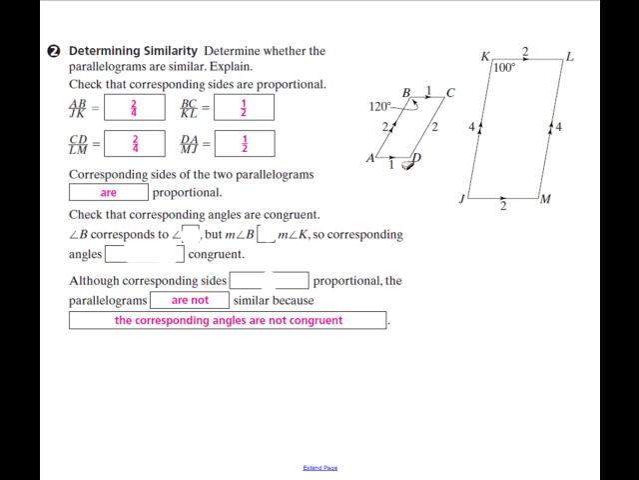Just because all the sides are proportional does not mean that the two are similar. We do have to check the angles as well, and as we mentioned earlier, they're not congruent. And so even though all of the corresponding sides are proportional, the parallelograms themselves are not similar since the angles are not congruent.